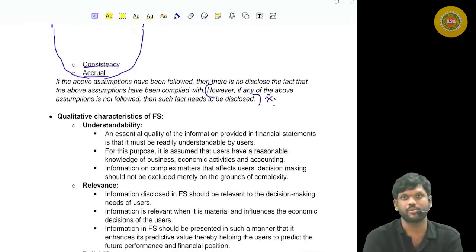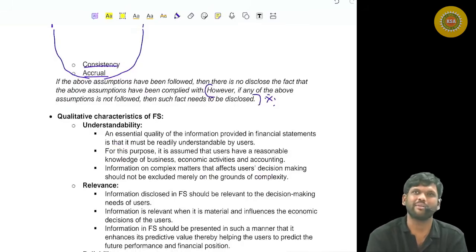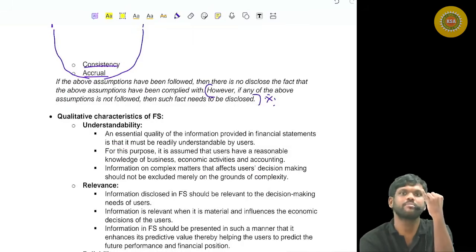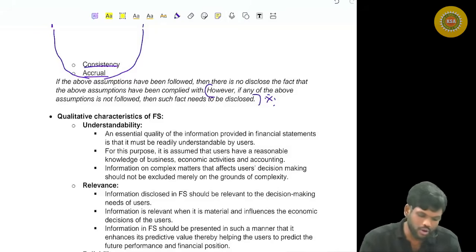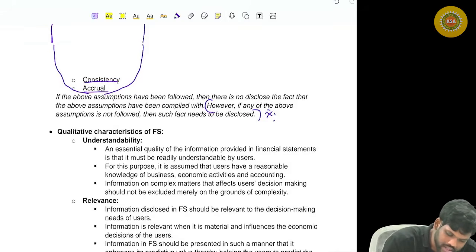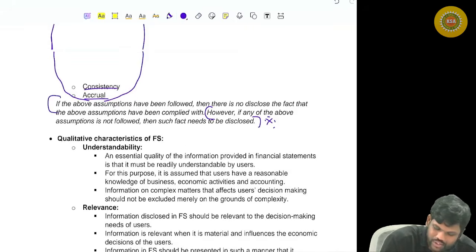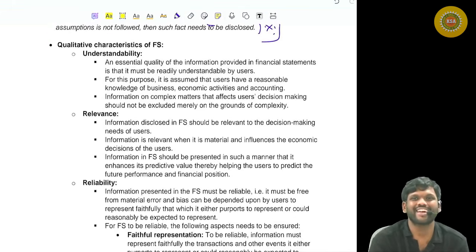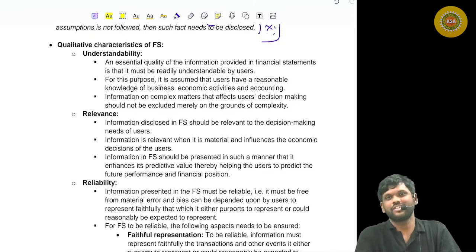Ensure you just see this also. You should know tomorrow, suppose they ask, write a short note on fundamental accounting assumptions. That means you have to write a short note on going concern concept, consistency concept, and accrual concept, and also ensure you cover this line which is given in italics. Okay, then next topic is on qualitative characteristics of financial statements.